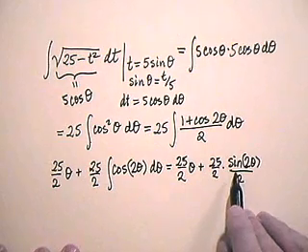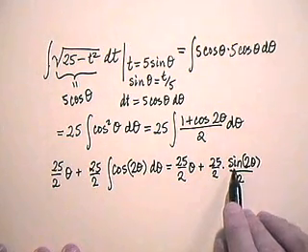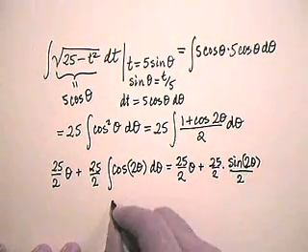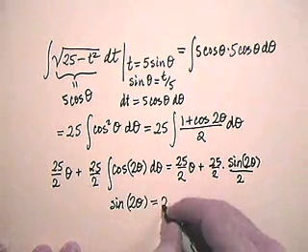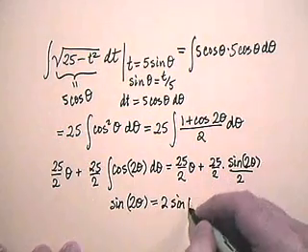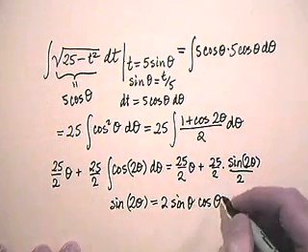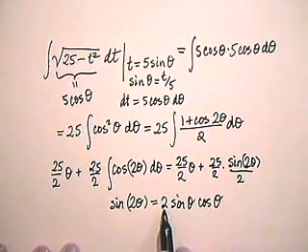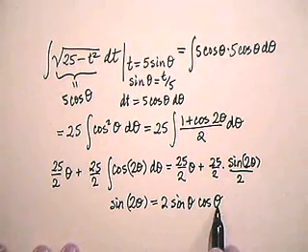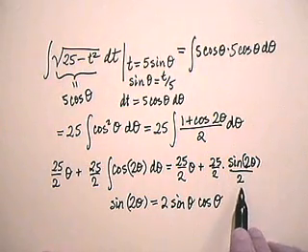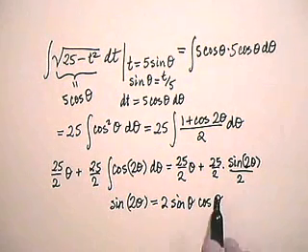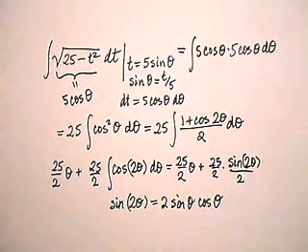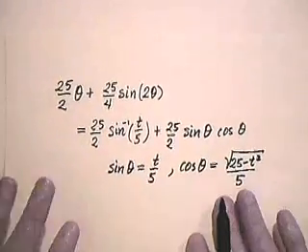What can we do here? Well, what we have to remember is the double angle formula for sine. Sine of 2 theta is 2 sine theta cosine theta. So consequently, when I substitute 2 sine theta cosine theta in for sine 2 theta, we'll get a cancellation of this 2, and we'll be back to 25 halves. So let's look to see how that goes now.